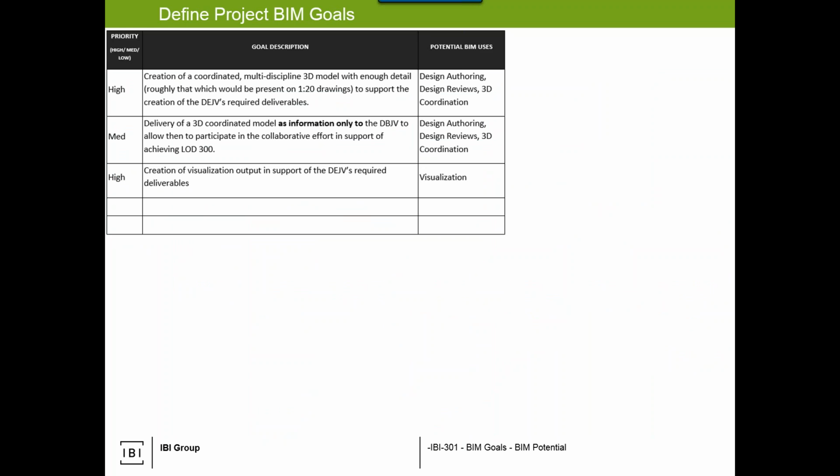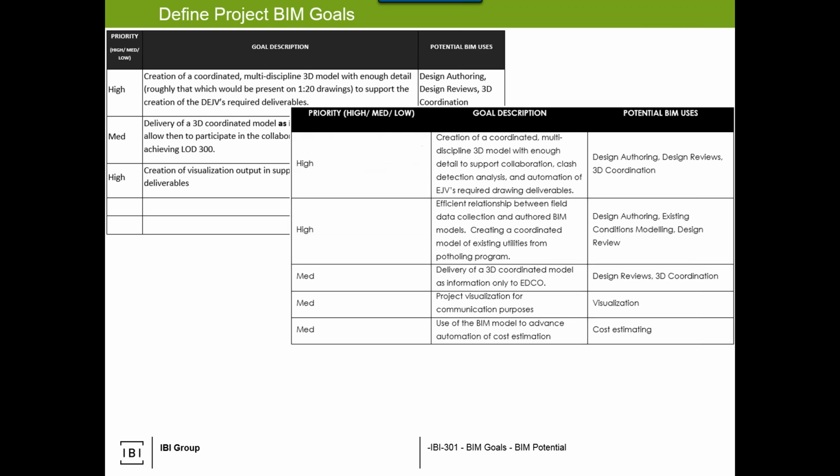A couple examples of BIM goals. And these are taken from recent projects that I've been privy to. And you can see some of them. This is typical in a BIM plan. Is it high priority, medium priority, etc. And you can see the goal: creation of coordination, multidisciplinary 3D model with enough detail, etc. BIM uses that we would use: authoring, reviews, 3D coordination. So some of them are obvious BIM goals, but we often state them to ensure that there isn't the expectation for more.